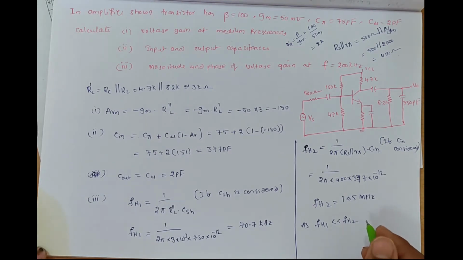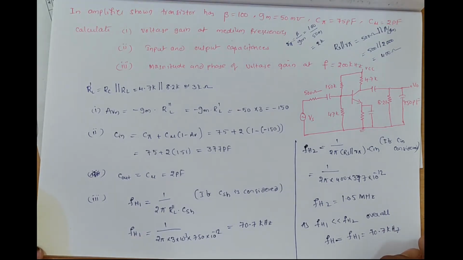Then for the overall gain, overall FH can be written as FH1 only. Yes, it is 70.7 kilohertz. So this FH depends on the CSH only. If CSH is not connected, then FH depends on C.